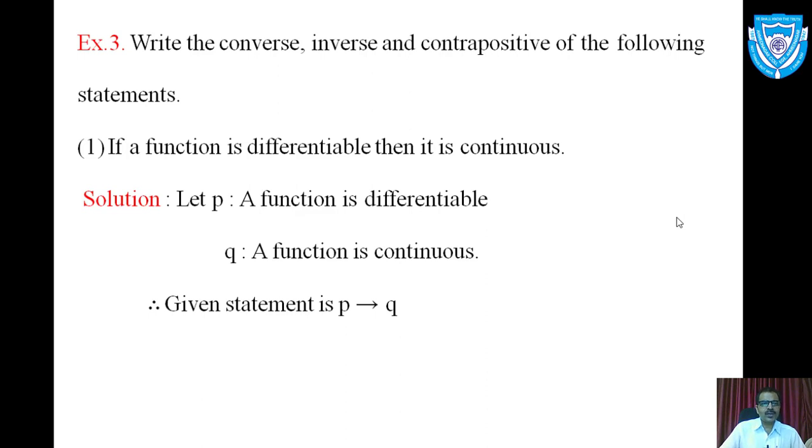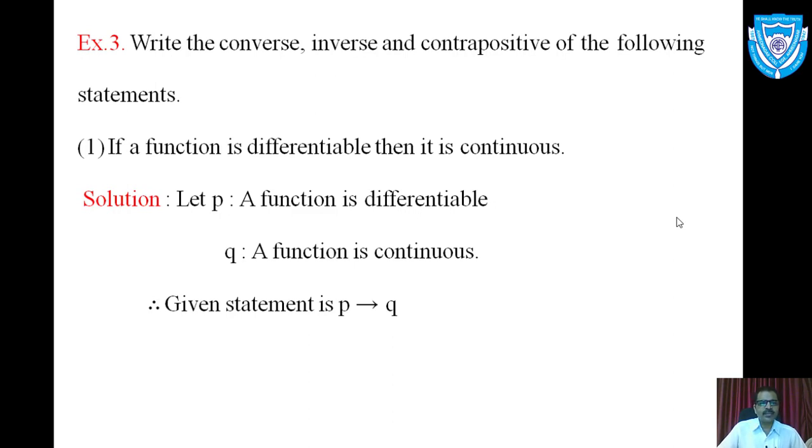Let us discuss some examples on that. Write the converse, inverse and contrapositive of the following statements. First one: if a function is differentiable, then it is continuous. This is an implicational statement. To obtain its converse, inverse and contrapositive, first of all, we transform it into symbolic form. For the transformation, we need to identify the simple statements included in it and denote them by small letters such as P, Q, R, etc.